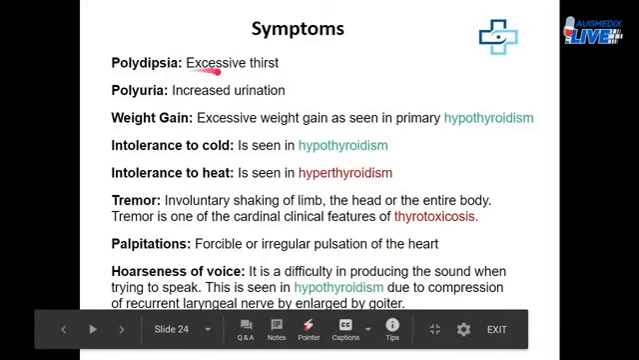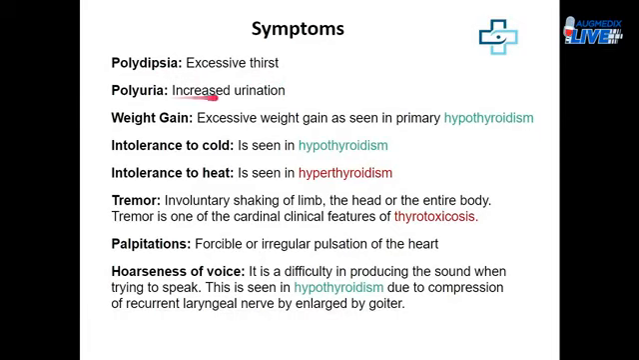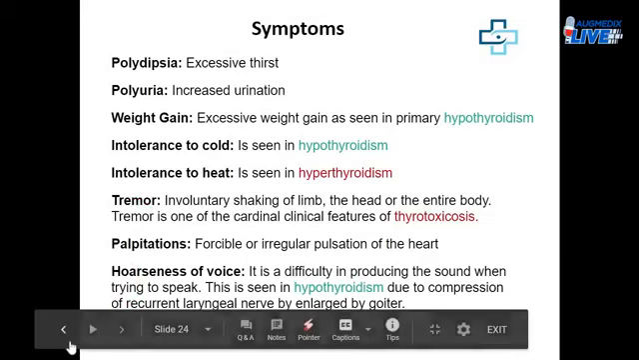So polydipsia, excessive thirst; polyuria, increased urination; then the other P was polyphagia. Weight gain, usually weight gain occurs in case of hypothyroidism, so the patient tends to gain weight, all right. Intolerance to cold in hypothyroidism, intolerance to heat in hyperthyroidism. Then we have tremor. Tremor usually means involuntary shaking of the limbs.